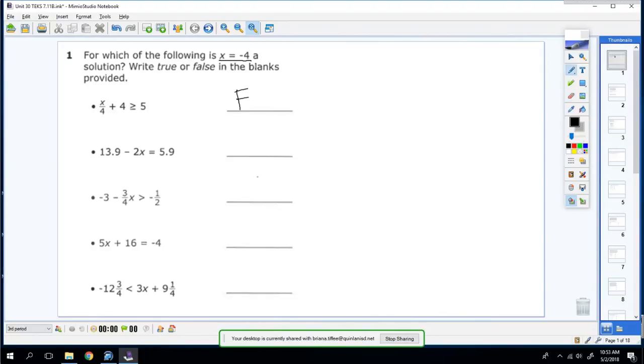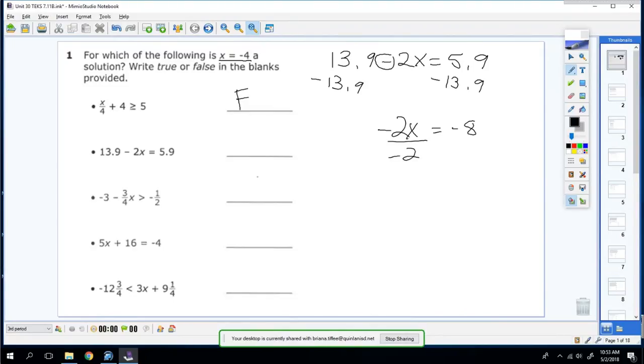So let's do the next one. You have 13.9 minus 2x equals 5.9. So you can subtract 13.9 from both sides. Now you have -2x because when the subtraction sign becomes negative, there's nothing attached in front of it. So 5.9 minus 13.9 is actually -8. Then you divide by -2 to both sides, and you get x equals +4.